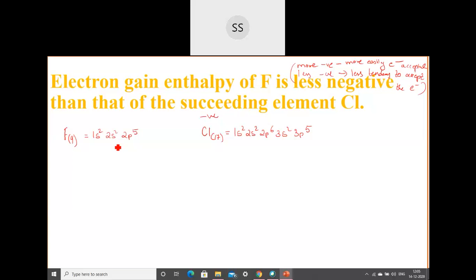We were expecting fluorine to have high electron gain enthalpy because it is the smaller atom, and compared to chlorine, the effective nuclear charge of fluorine is higher. But what we expect was not found in reality; we found the opposite. We were expecting it for fluorine, but we got it for chlorine. What is the reason? You have to justify.